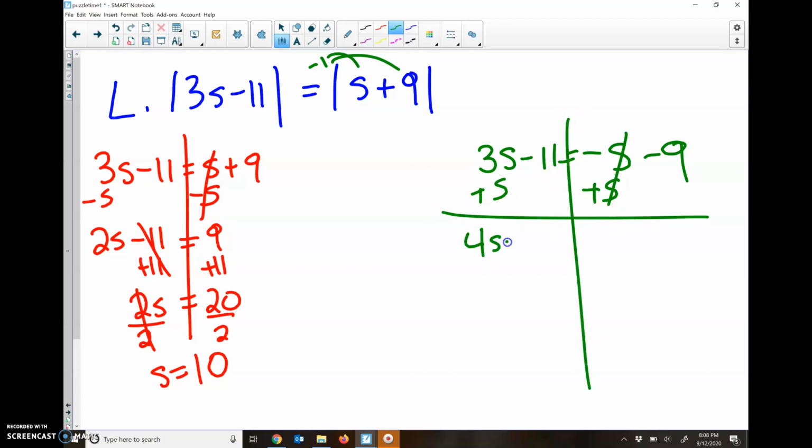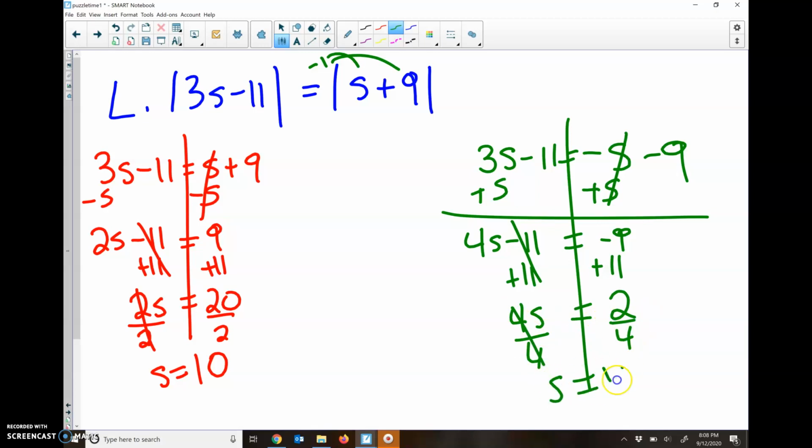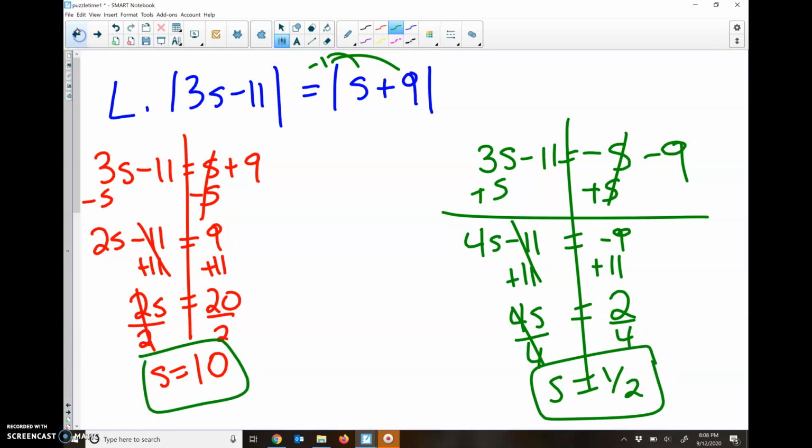Over here on the negative side problem, I'm going to add s to each side. So I got 4s minus 11 equals a negative 9. So I'm going to add 11 to each side. So I have 4s equals negative 9 plus 11 is 2. Divide each side by 4, and 2 over 4 is the same as 1/2. So our two answers there are 10 and 1/2.